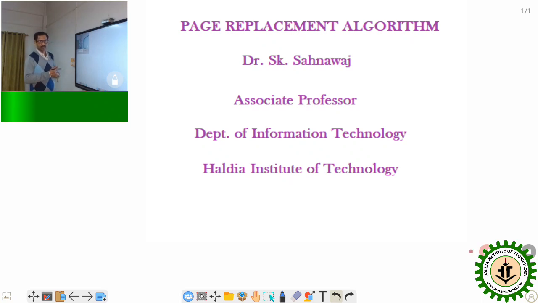In the last two classes I discussed demand paging, page faults, and the paging mechanism. We know that physical memory is limited, so how can we manage more pages in memory so that we can reduce page faults? For this purpose, I also discussed page replacement.